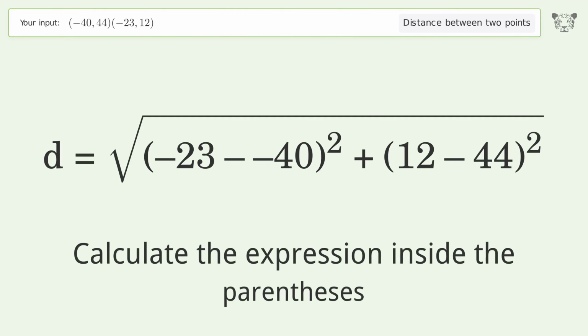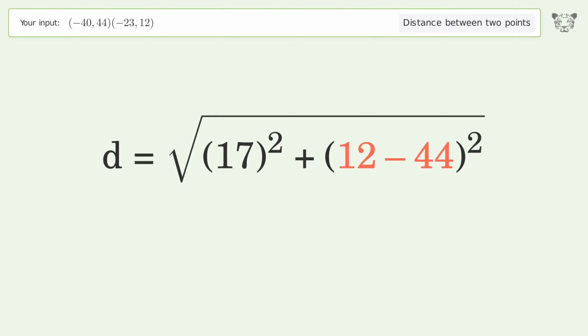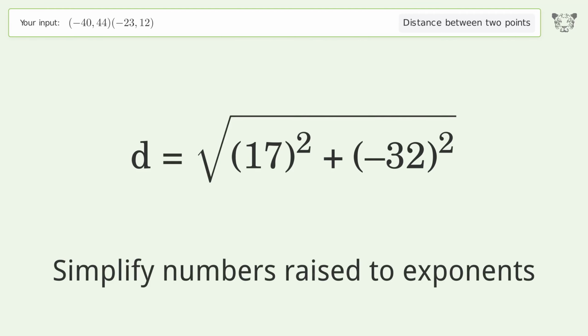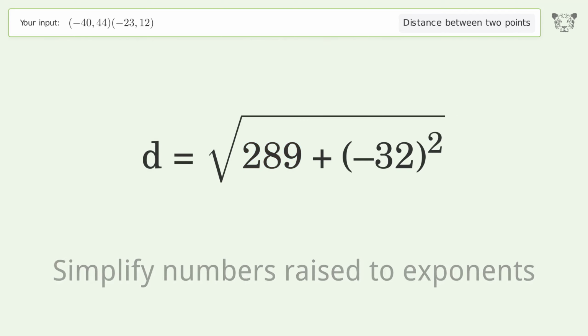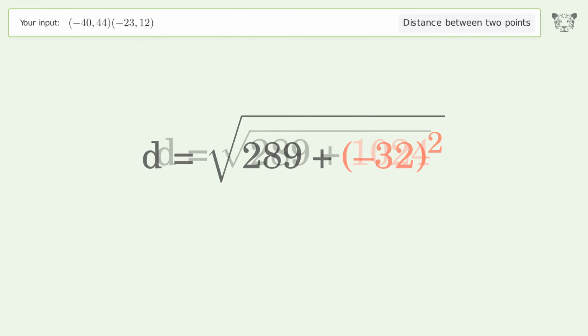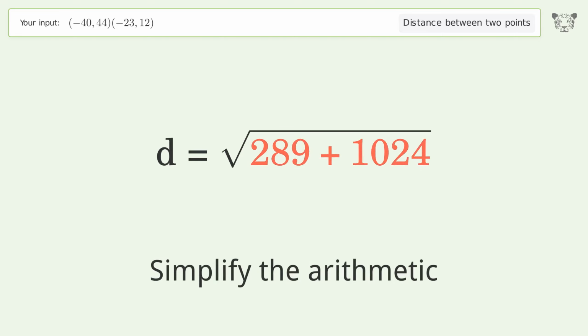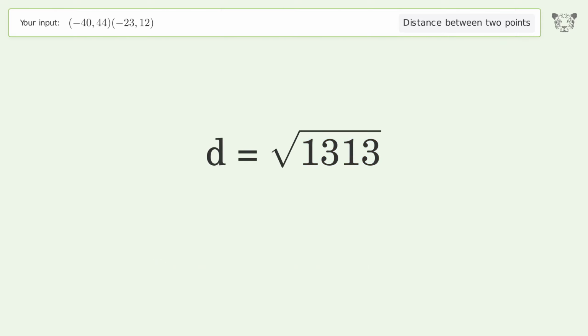Calculate the expression inside the parentheses. Simplify numbers raised to exponents. Simplify the arithmetic. And so the distance between the 2 points is the square root of 1313, or 36.235.